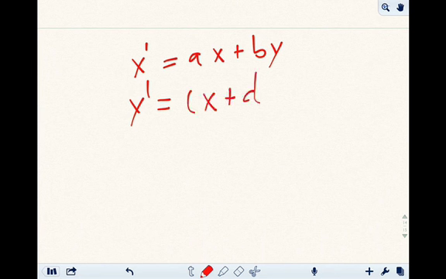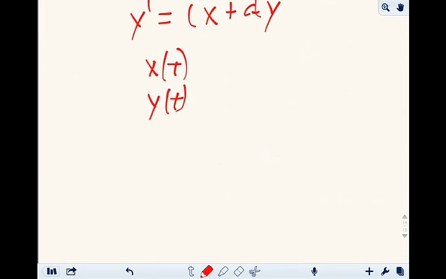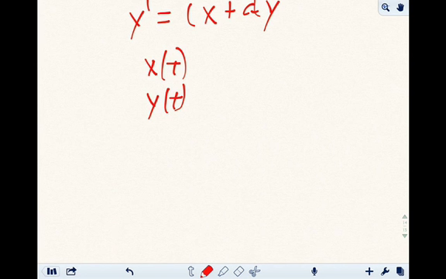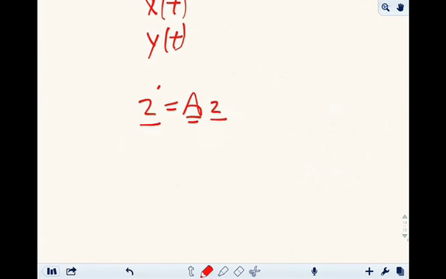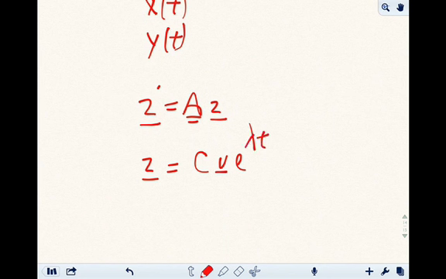This would be a system of two linear equations, two unknowns that you're trying to solve for x of t, with t being the independent variable, and y of t. In the previous unit, we guessed the solution, where we wrote the system of equations in the form z prime equals Az, where z is a vector and A is a matrix. And we guessed the solution of the form z equals c times v e to the lambda t. And we found that this would satisfy that differential equation, provided lambda was an eigenvalue of A and v was the associated eigenvector.